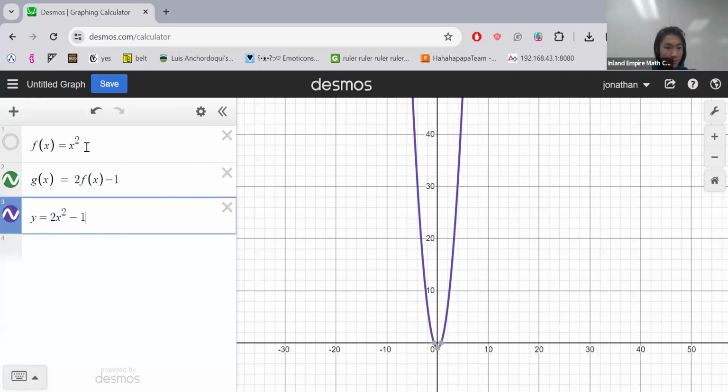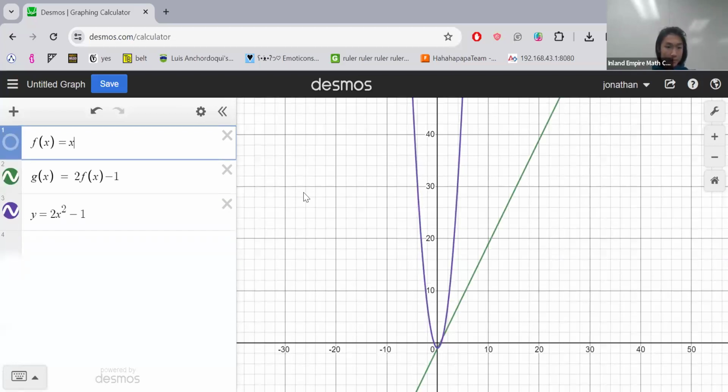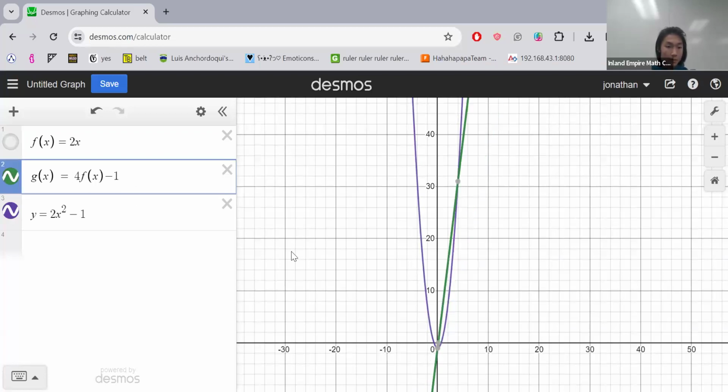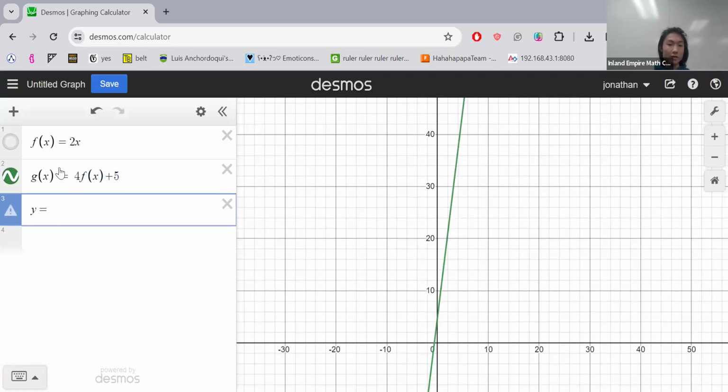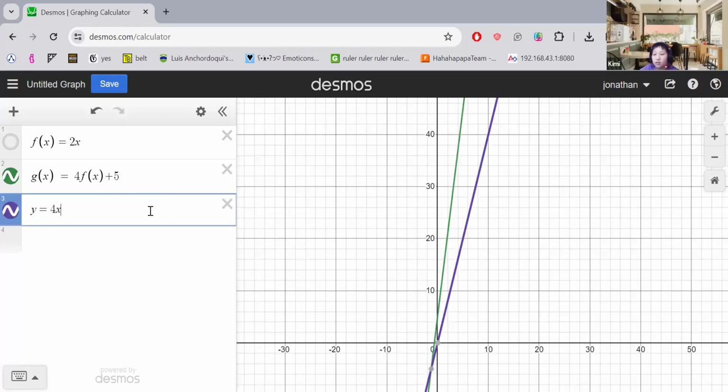All right, let's do another example. This time, let's go with just 2x here. Do the same thing. Say 4 of f of x plus 5. So what function can you write here to define g of x? 4x, and then plus 5.